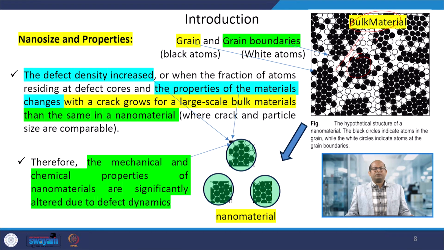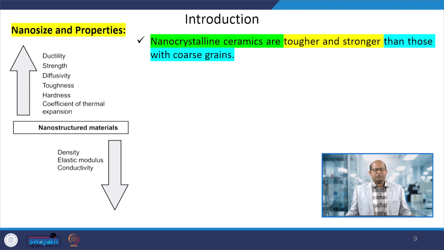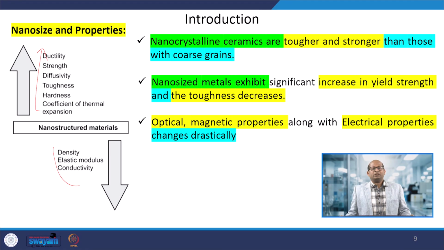So, therefore, what would happen? The mechanical, chemical and other properties will change significantly due to the conversion of bulk materials into nano. The defects and other things, everything will change. When we convert bulk material into nanocrystalline ceramics or any other materials, some properties will increase, and density, elasticity, conductivity will decrease. Nanocrystalline ceramics are tougher and stronger than coarse grain materials.